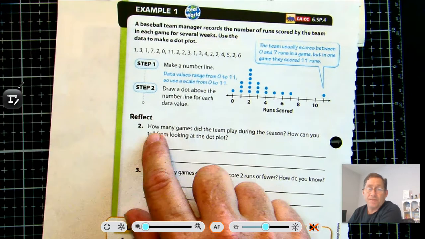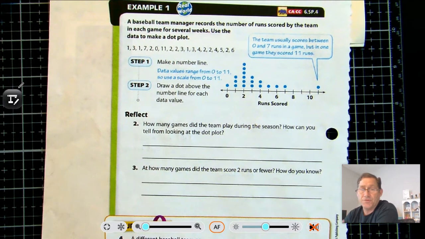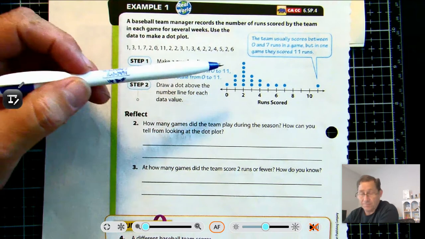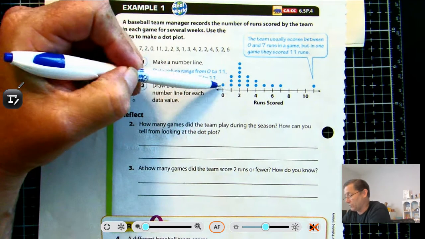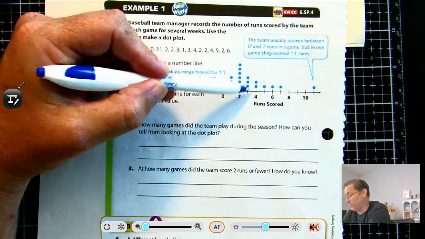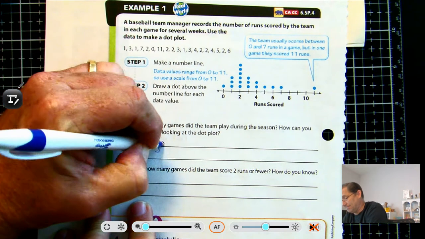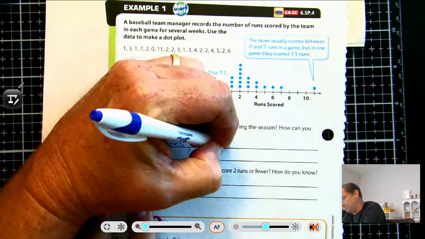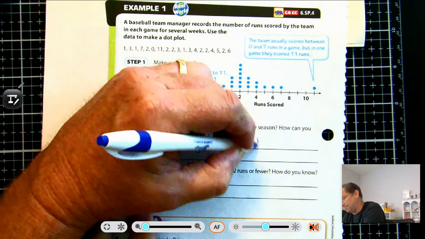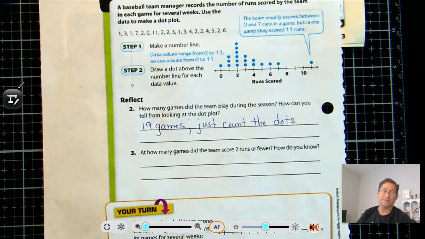So now, how many games did the team play during the season? And how can you tell from looking at the dot plot? Well, if we count the dots on the plot, that tells us how many games. So 2, 4, 6, 8, 10, 12, 14, 16, 18, 19. Okay. Just count the dots.